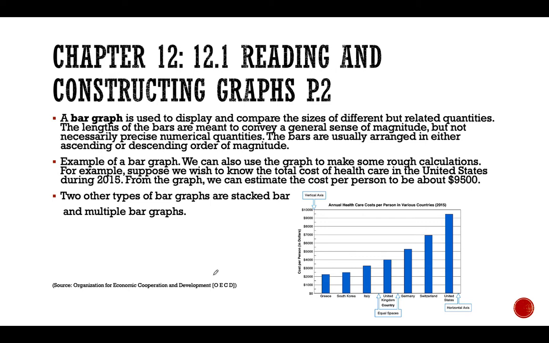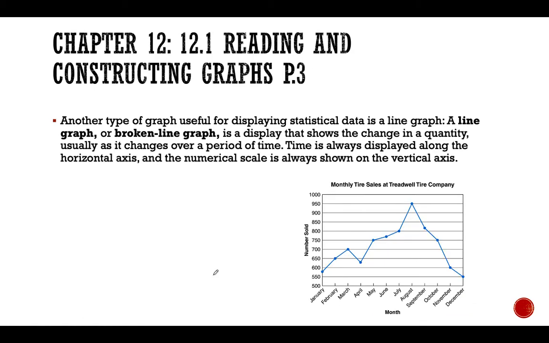For example, this graph is a graph of the annual healthcare costs per person in various countries from 2015. So if we want to determine the approximate cost per person of healthcare in the United States from this bar graph, we can see that it's about $9,500. We don't know exactly because we don't have the scale on the left, but we can tell that it's about halfway between 9,000 and 10,000. Two other types of bar graphs are stacked bar and multiple bar graphs, and they look very similar to this type of bar graph.